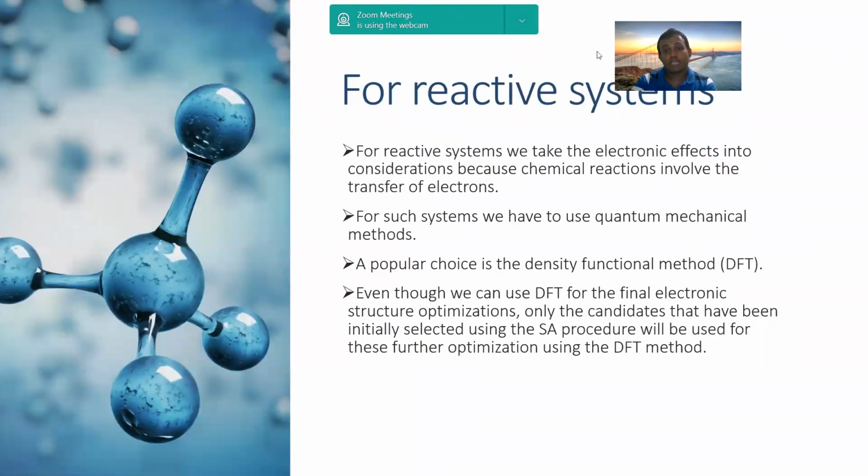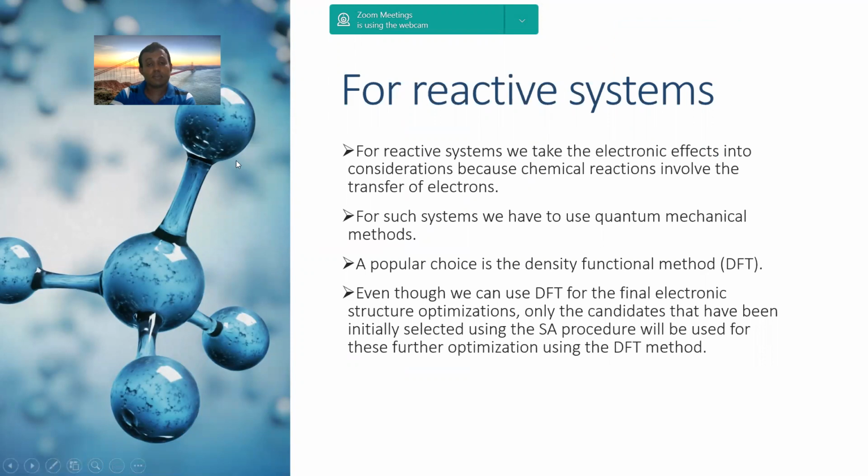And if it is a reactive system where we are interested in electronic interactions, we can go for quantum mechanical methods like density functional theory, DFT methods. Even in those situations, we had to select certain candidate structures using the normal simulated annealing as it is done for non-reactive systems. So once we select those candidate structures, we can go for further optimizations using methods like DFT.